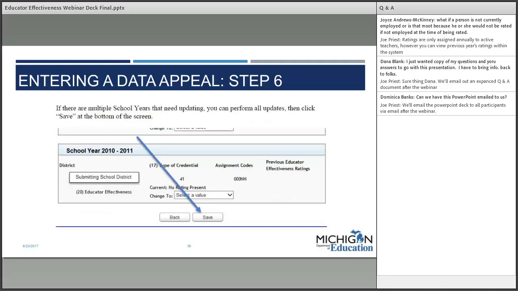So once all of the school years that need updating have been updated, the REP authorized user can scroll down to the bottom of the page and click that Save button. It is important that it's saved, otherwise they'll have to go through and make those updates again.